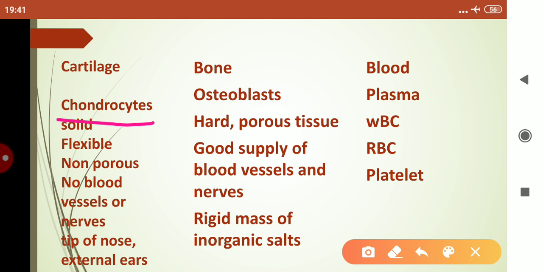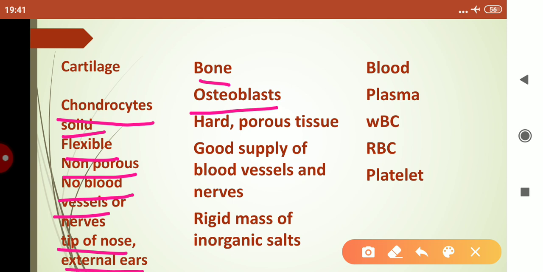Then it is solid, it is flexible, it is non-porous and it is avascular. No blood vessels are present. This cartilage is present in the tip of the nose and in the external ears. You can check it, touch your ears and fold them. They can be easily folded. Now the next one is bone. Bone has three types of cells: osteoblast, osteoclast and osteocytes.